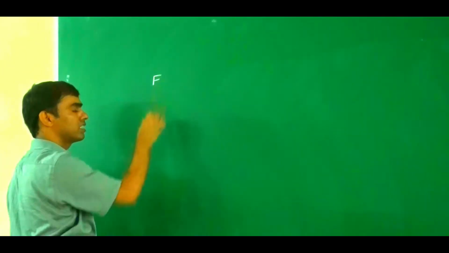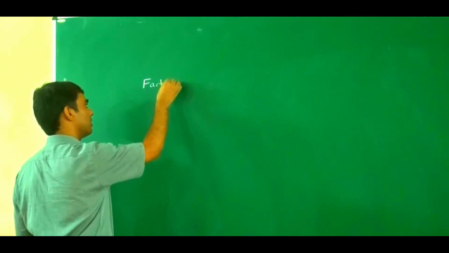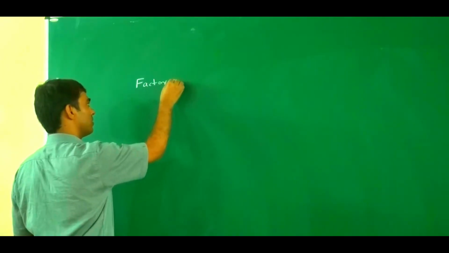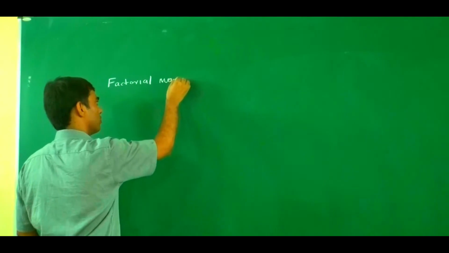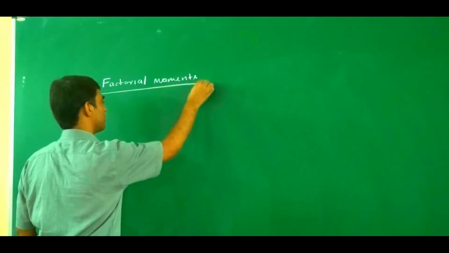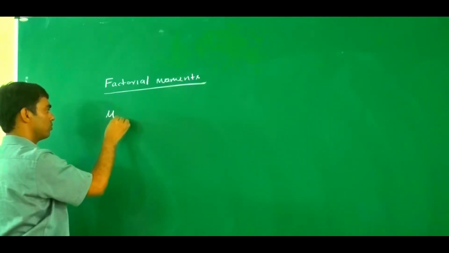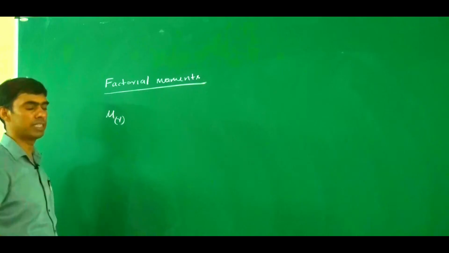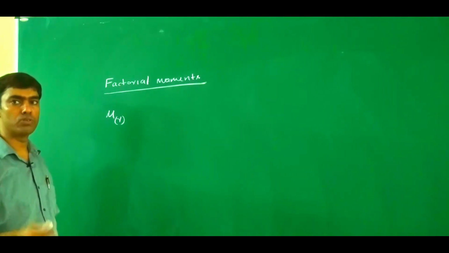Like moments about any point and moments about the mean, there is a concept of factorial moment. So what is the notation of factorial moments? The notation of a factorial moment is this one, mu with r inside the bracket. Here we define the factorial moments about origin.